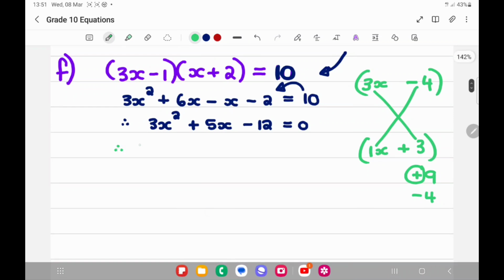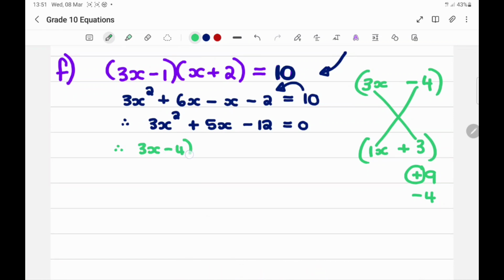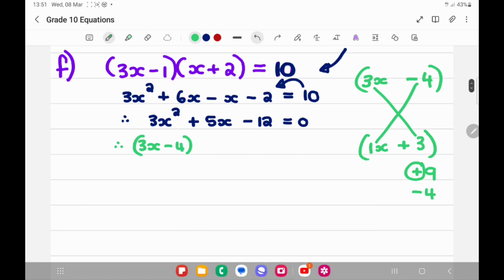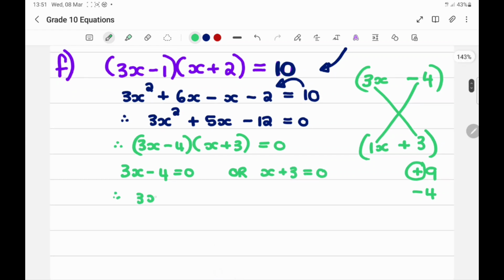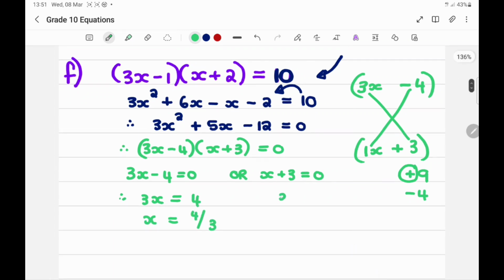There is a video on this if you want to go and recap how I do the trinomial factorization, and I call it some sort of Gaga trinomial. Okay, I'm just always checking my Gaga trinomials because I'm very scared. 3x times x is 3x squared plus 9x minus 4x does give you 5x, negative 12. Cool. Now I can make each bracket equal to 0. Or x plus 3 is equal to 0. Thus 3x is equal to 4. Divide by 3 on each side. Or x is equal to negative 3.